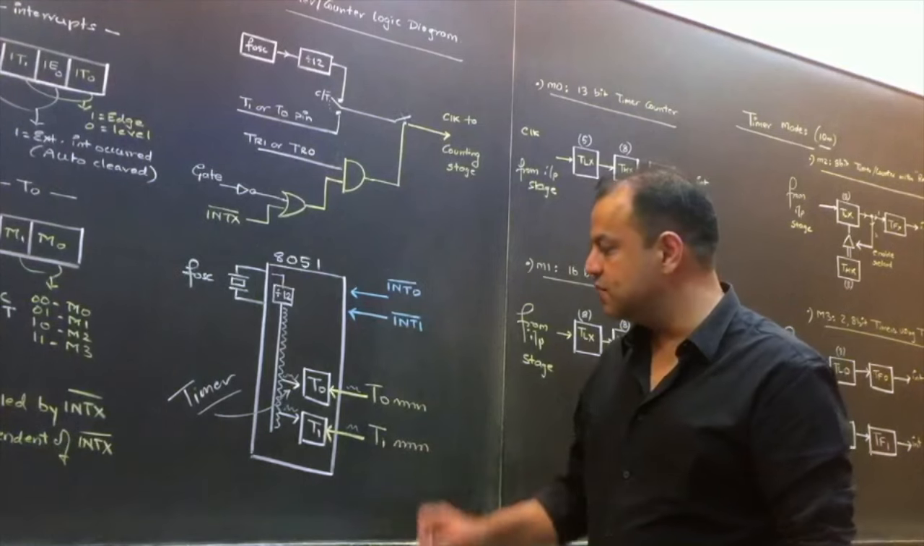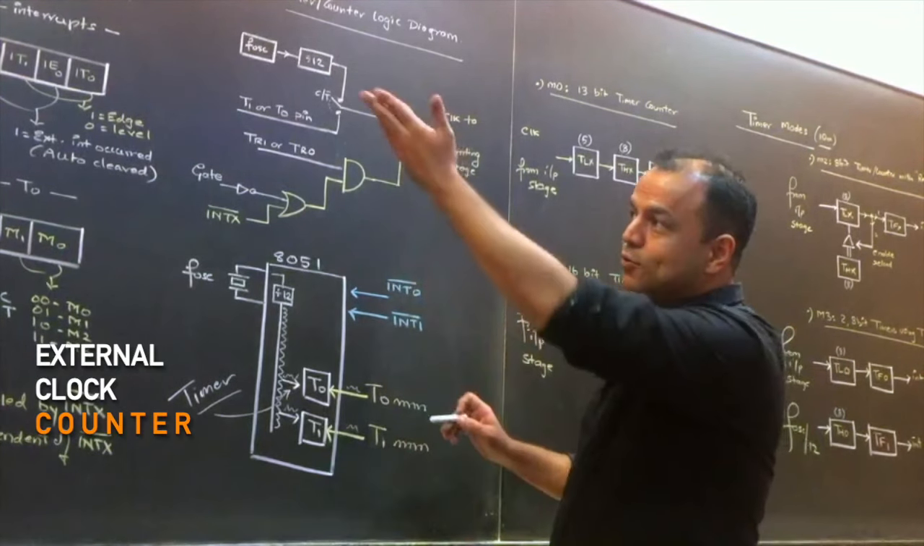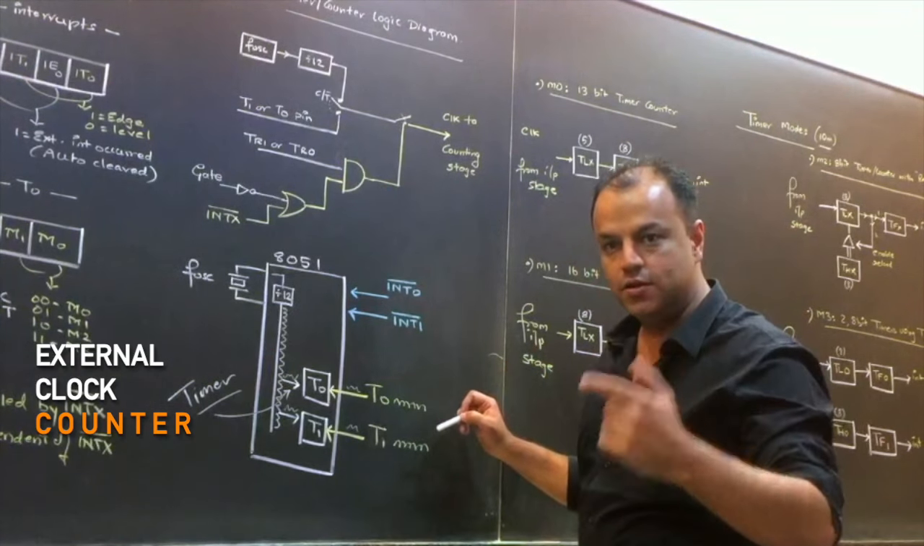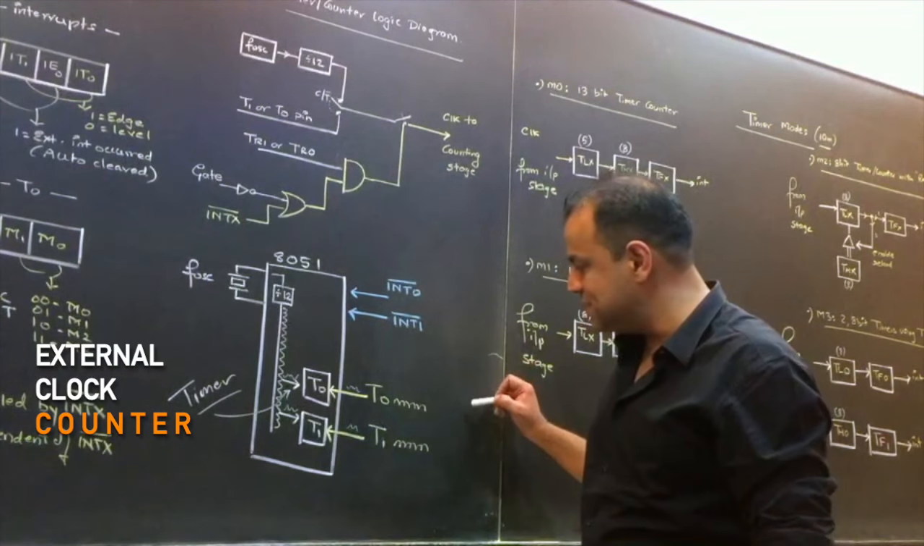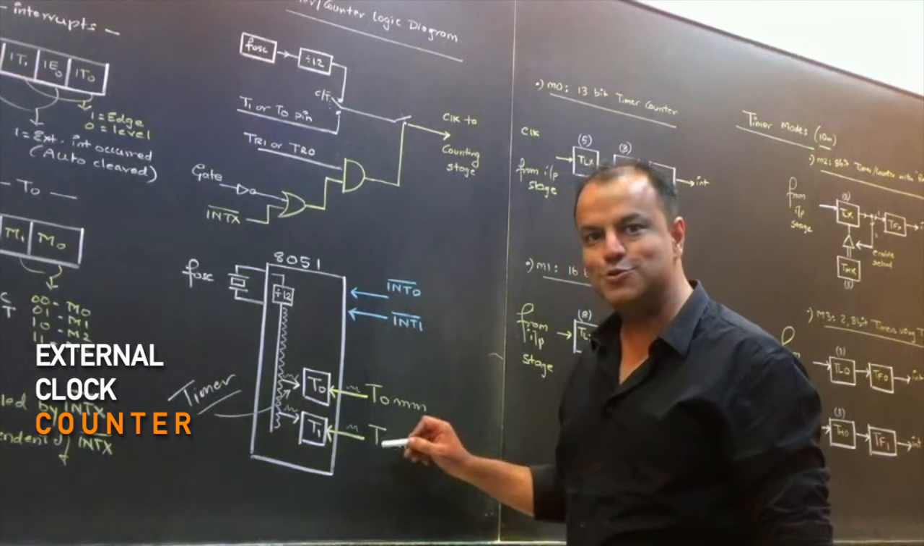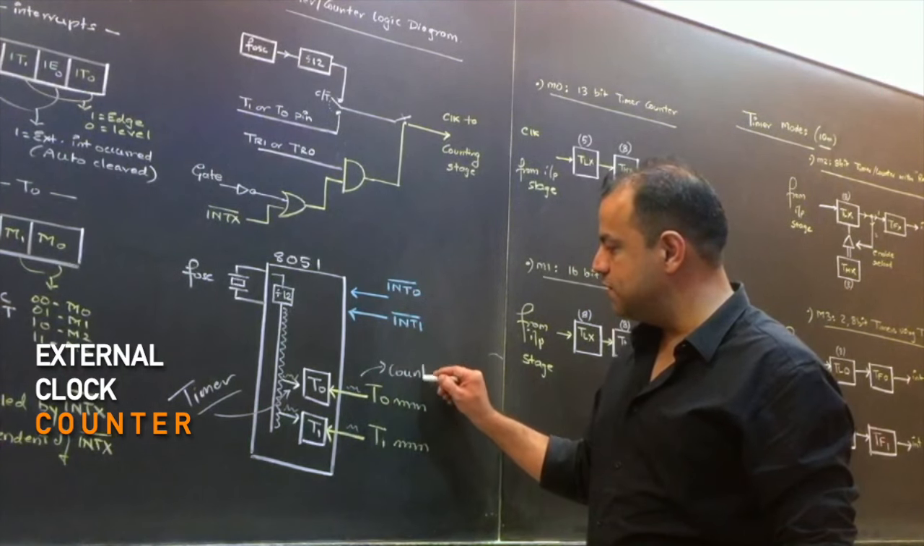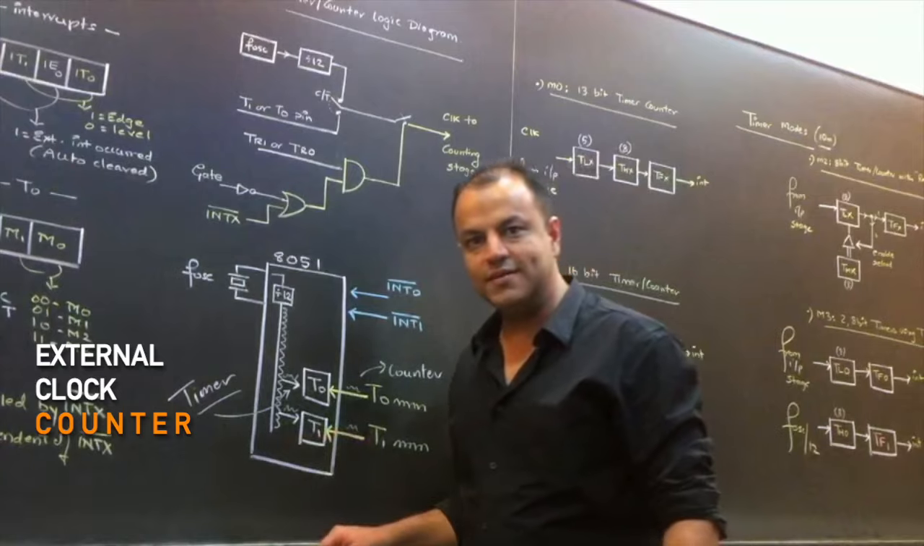Then you apply an external clock that can be of any frequency. Like I told you, those trains passing or those products passing will create pulses. The nodes, people passing through a machine will create pulses. Those pulses will come from external sources on T0, T1. So if you use an external clock, you're working as a counter. If you use an internal clock, you're working as a timer.